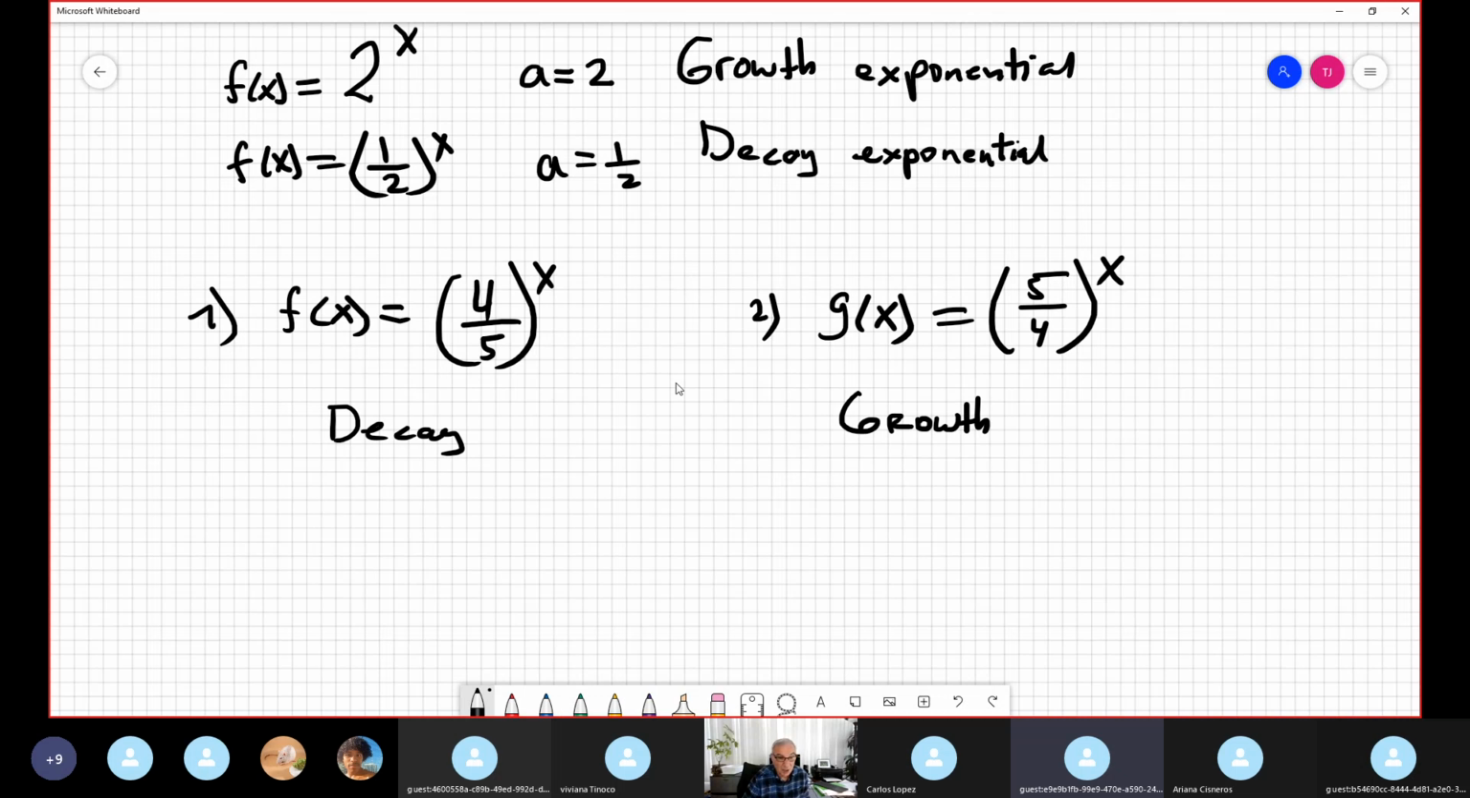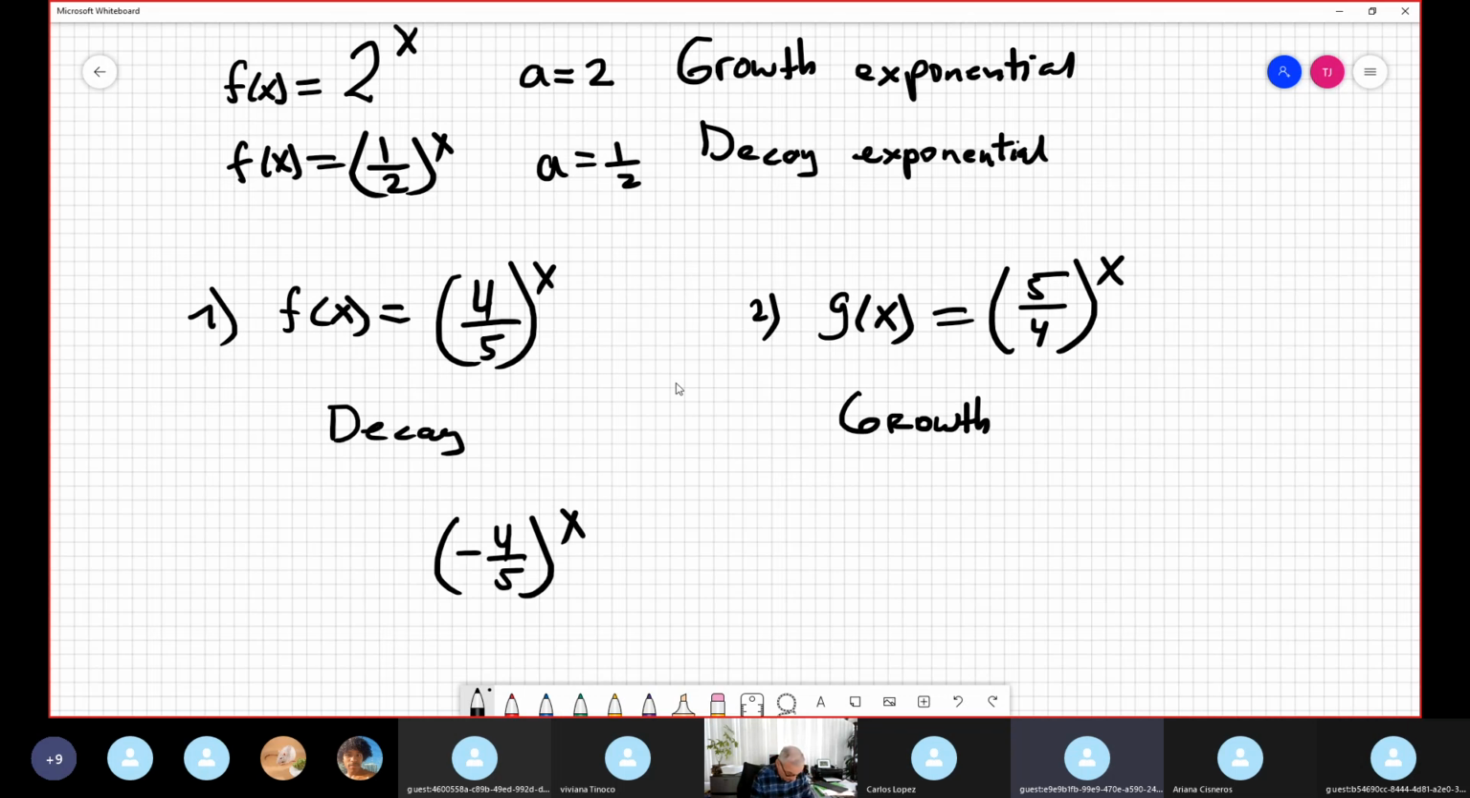Suppose that I put in a silly example, -4/5. The question is, is this exponential or not? No, because it's a totally illegal value of the base. Okay?